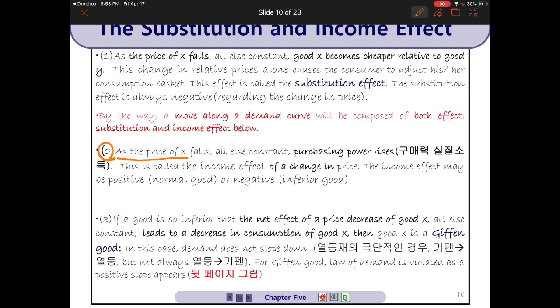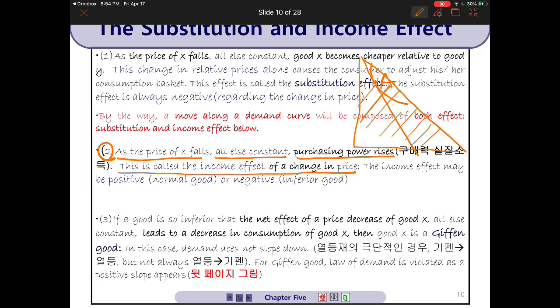As the price of good X falls, all else constant, purchasing power rises. This is called the income effect due to a change in the price. What does that mean? We were at A at the beginning, right? But as the price of good X fell, my budget expanded like this. It was here, but now the size of the triangle increases.